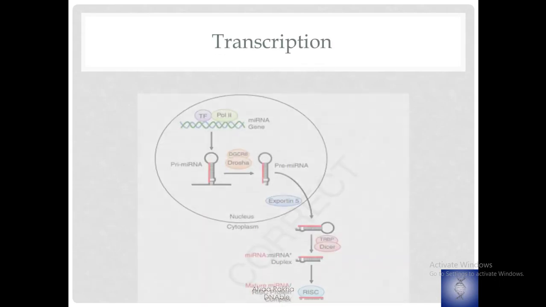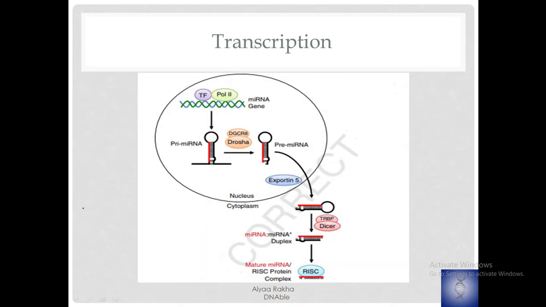Transcription of microRNAs. Like any gene, transcription of microRNA requires transcription factors and RNA polymerase II. So the microRNA can be transcribed from the DNA into the pre-microRNA. The pre-microRNA is then processed by an RNase called Drosha, then exported to the cytoplasm by a protein called exportin 5. In the cytoplasm, the pre-microRNA is processed by an RNase called Dicer into a microRNA duplex.